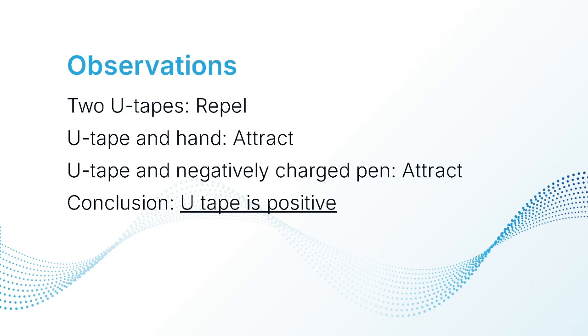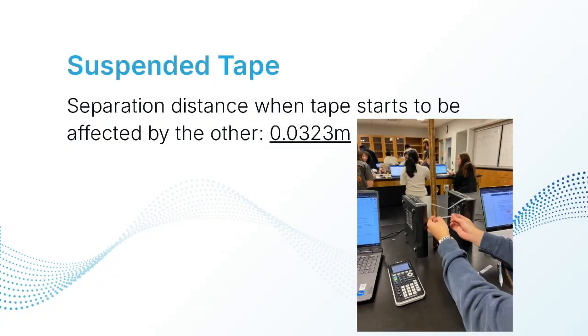So our observations for the two tapes together was that they repel each other. Then when we compare it with the hand, they attract. That doesn't really tell us much because the hand is neutral. It's always going to attract. But when we bring it to a negatively charged pen, they attract each other. So, since the pen is negative, you're going to need the opposite to attract. That means the tape is positive.